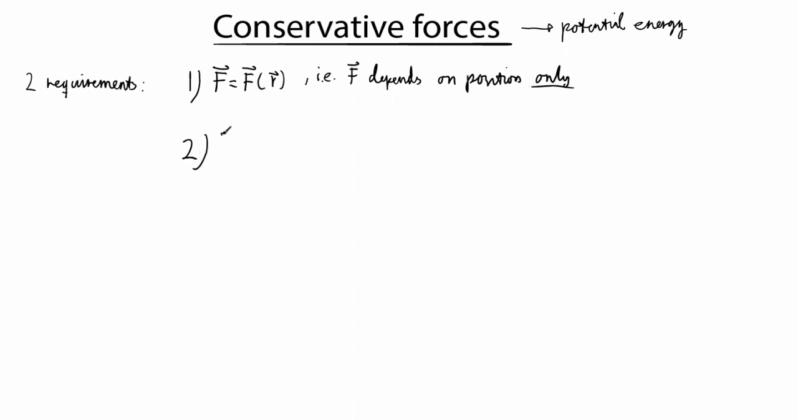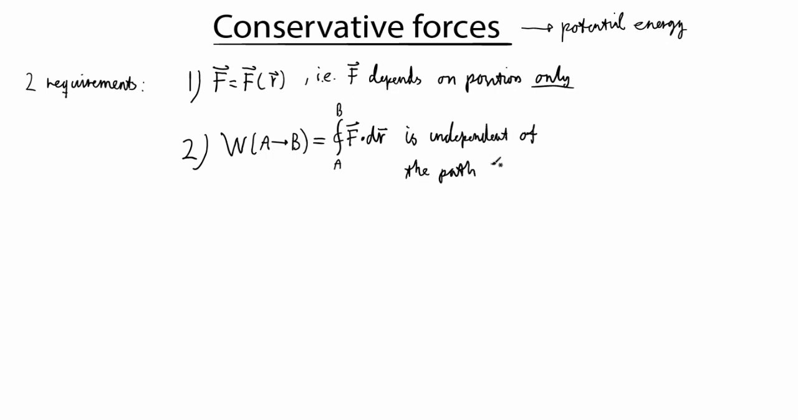Second condition is that the work, which we know is given by this integral, is independent of the path between A and B. In other words, if you start out at point A and you end up at point B over here, it doesn't matter which path you're taking. They all should give you the same total work going from A to B. And that's the second condition.